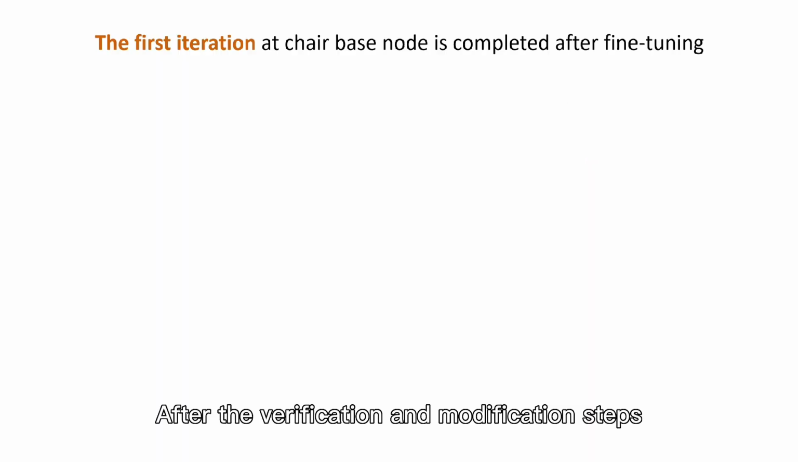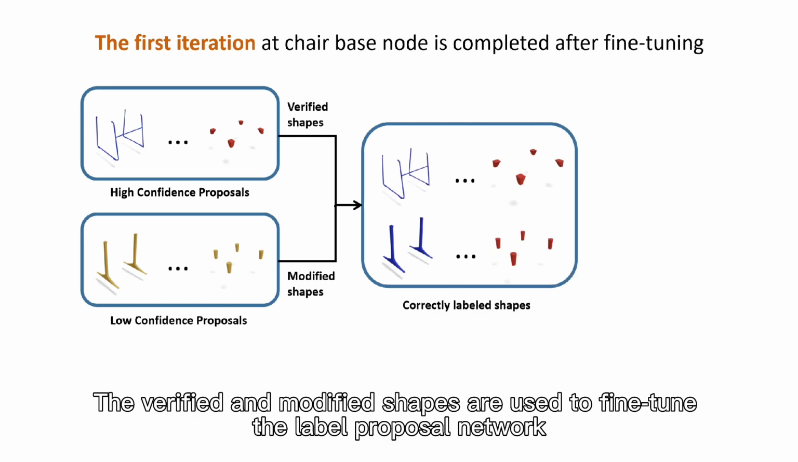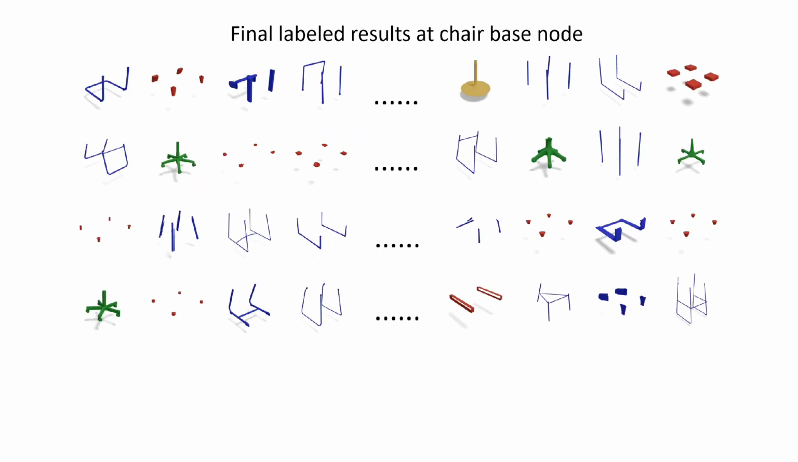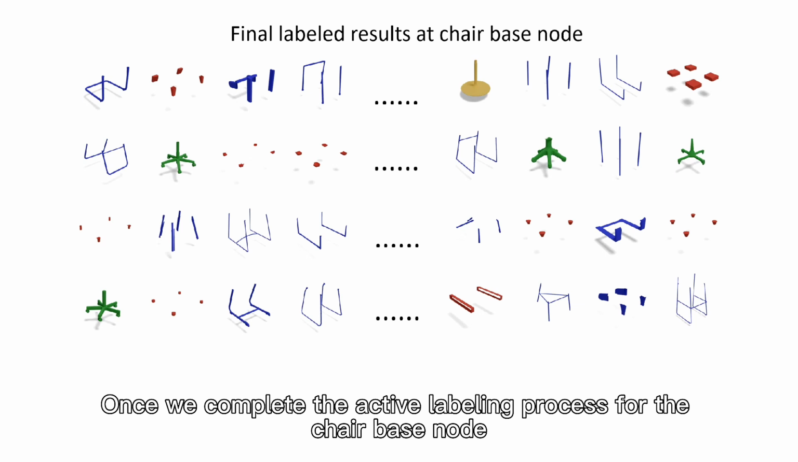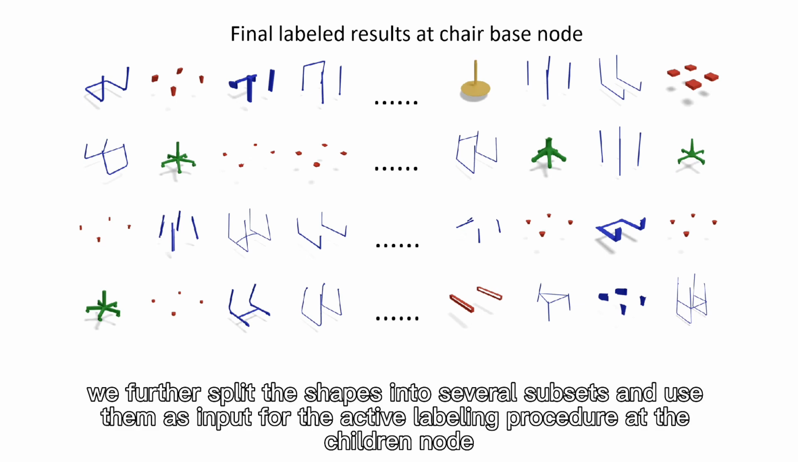After the verification and modification steps, the procedure continues in the same way as it did for the root node. The verified and modified shapes are used to fine-tune the label proposal network, and the process repeats until all chair bases pass human verification or modification. Here are the labeled results at chair base node. Once we complete the active labeling process for the chair base node, we further split the shapes into several subsets and use them as input for the active labeling procedure at the children node.